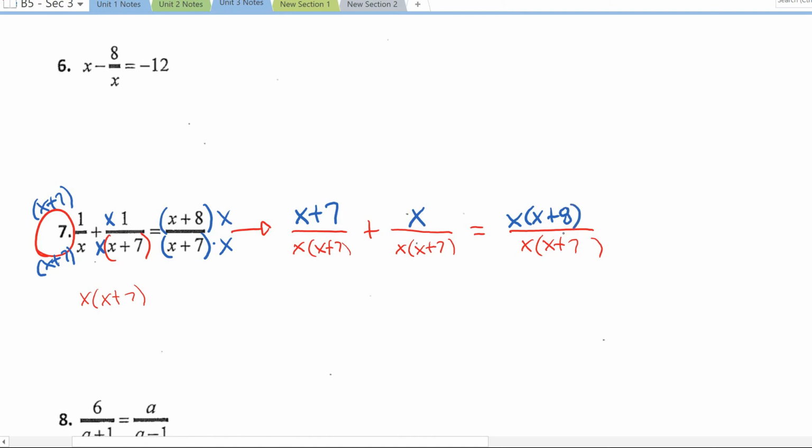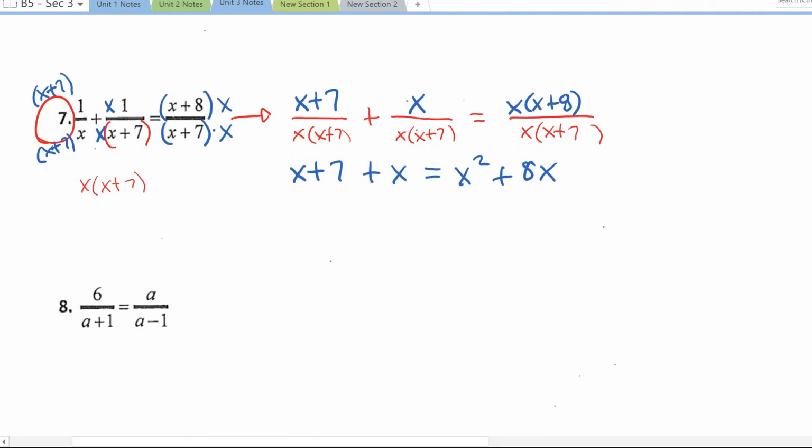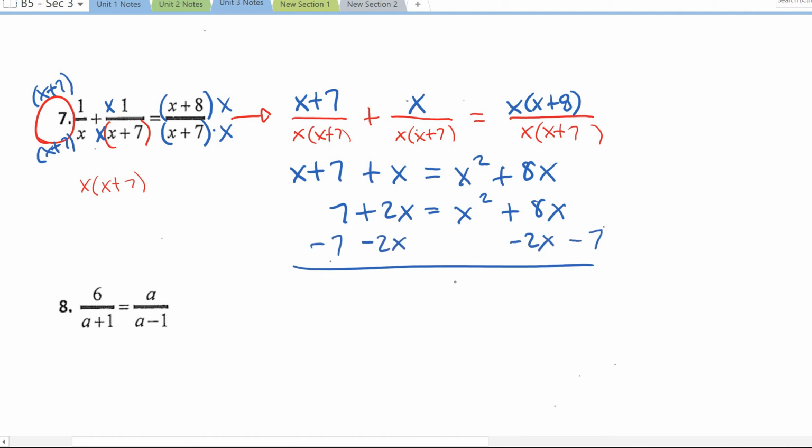Okay, your common denominators are the same. You can completely ignore them, and you are left with the problem x plus 7 plus x equals x squared plus 8x. Ignore the denominators. Now, combine terms, get everything on one side. This is 7 plus 2x. We can subtract 2x and also subtract 7. And 0 equals x squared plus 6x minus 7.